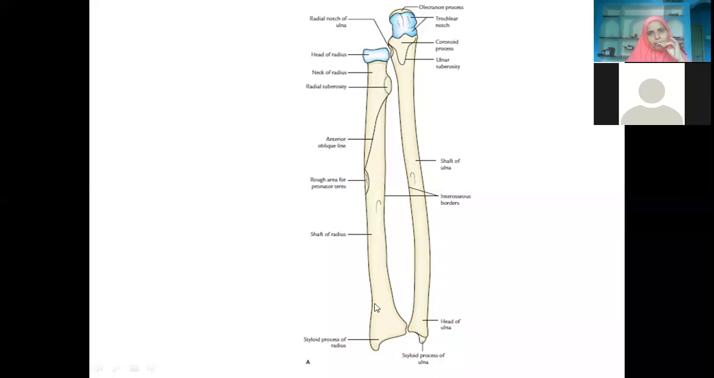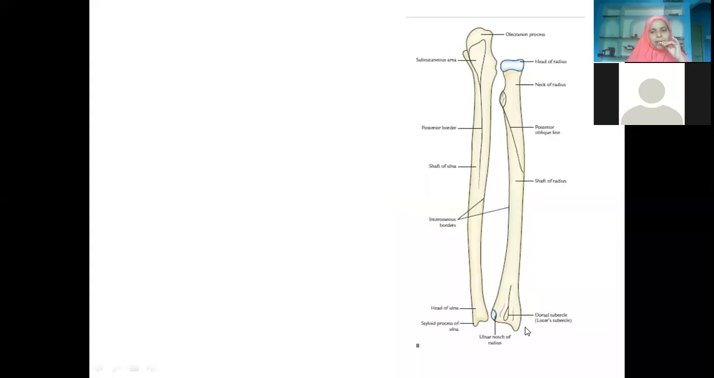The lower end of the radius has 5 surfaces. What are those? Anterior, posterior, lateral, medial, and inferior. The inferior will be articulating with the carpal bones, scaphoid and lunate. The inferior aspect takes part in the formation of the wrist joint.